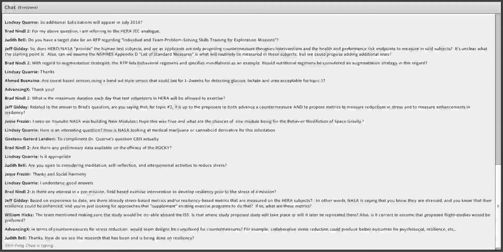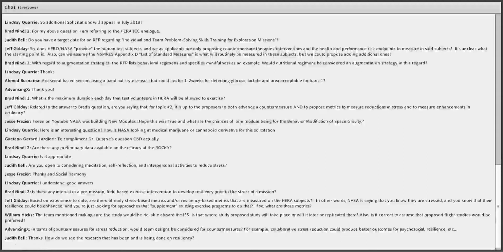Based on experience to date, are there already stress-based metrics and/or resiliency-based metrics that are measured on the HERA subjects? In other words, NASA is saying that you know they are stressed and you know that their resilience could be enhanced, and you're just looking for approaches that supplement existing exercise programs to do that, is the question. If so, what are these metrics?